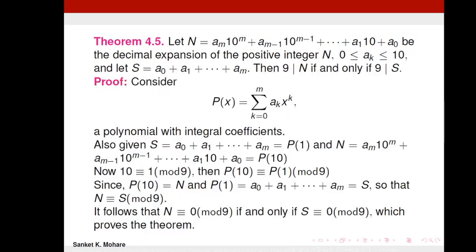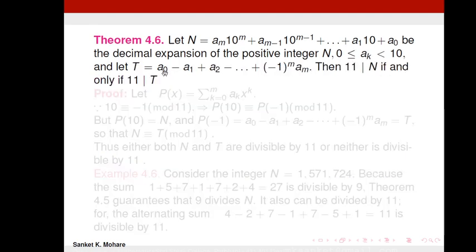So remember, in 4.5 we have seen the divisibility test for 9. Here n is in decimal expansion, and s is the sum of the coefficients. If 9 divides s, then only 9 divides n, and vice versa. Similarly here, for the divisibility test of 11, t is taken as the alternating sum of coefficients. So 11 divides n only when 11 divides t, and vice versa. So let's have examples to understand better.